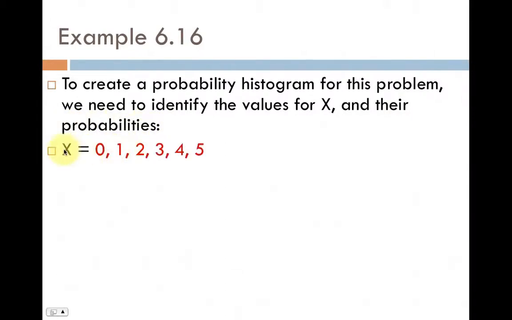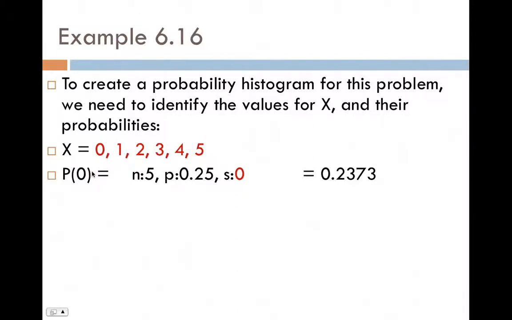Okay, the values for x. Remember, if we're guessing on a multiple choice test, the possible number of questions you could get correct are 0, 1, 2, 3, 4, or 5 correct. So success in this problem means getting the answer correct, and x can take on any number from 0 to 5. And that becomes the first column of the probability distribution table.